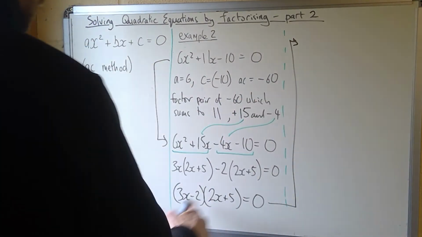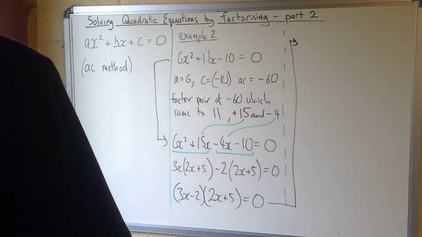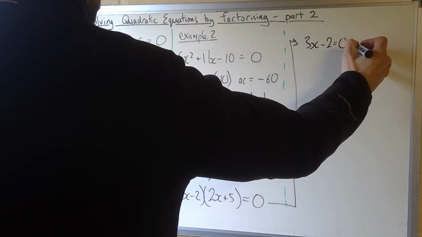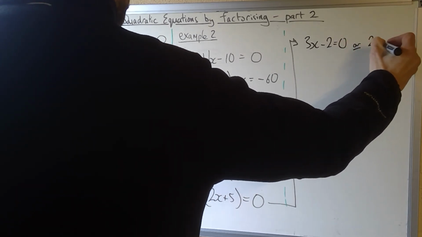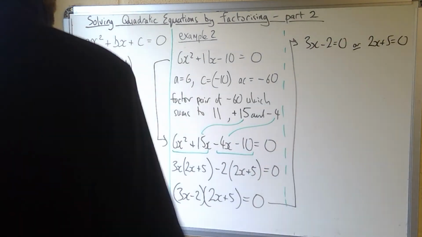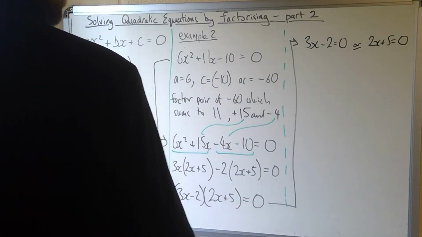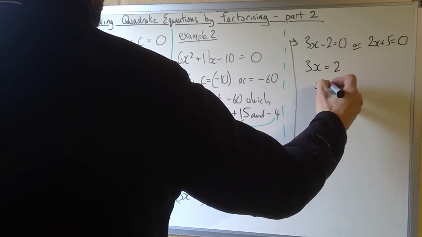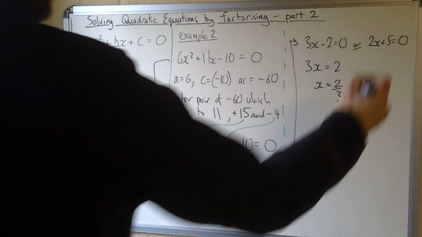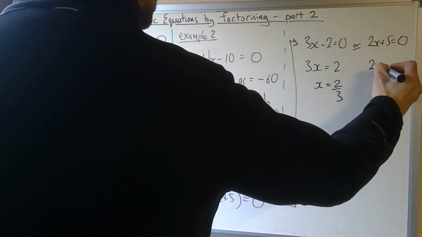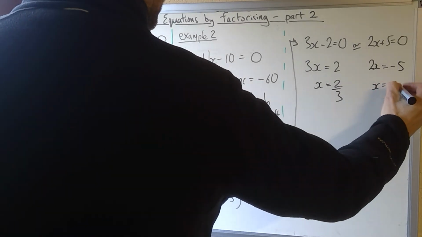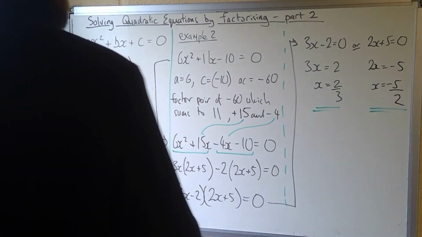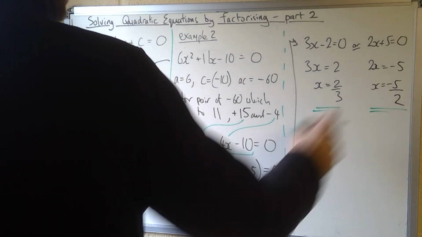So I've now successfully factorised, and I use this factorisation to solve the equation. 3x minus 2 equals 0, or 2x plus 5 equals 0. Those are the two brackets. One of them must be 0 to make the product 0. So solving this mini equation first, 3x equals 2, so x equals 2/3. On the second one here, 2x equals negative 5, x equals negative 5/2. Once again, I've got fractions. This one's an improper fraction, but it's best to leave it in fractions and leave it as an improper fraction.